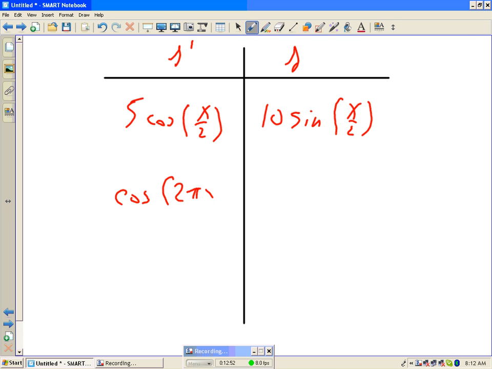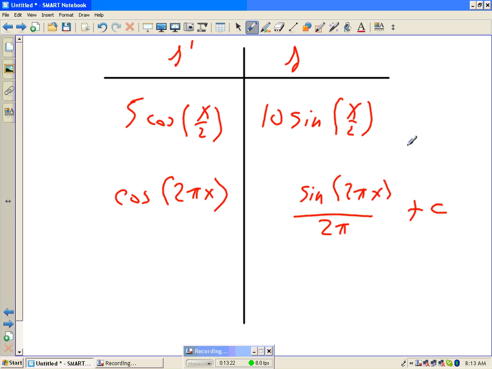How about this guy? Similar idea. What goes here? Sine of u, right? But if that's all you have, is that good enough? No, because the derivative of this is what? 2 pi cosine u. Well, I don't want a 2 pi. I want a 1. So what's the fudge factor? Divide by 2 pi, right?